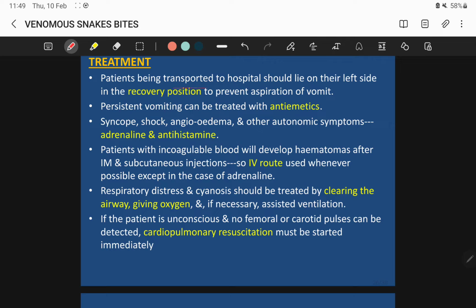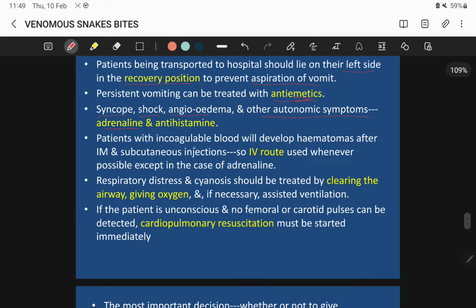Okay, so the patient is being transported to the hospital and should lie on their left side, in the recovery position, to prevent aspiration of vomitus. Persistent vomiting can be treated with antiemetics. Syncope, shock, angioedema and other autonomic responses can be treated with adrenaline and antihistamine. A patient with incoagulable blood will develop hematomas after intramuscular and subcutaneous injections, right? So the IV route should be used whenever possible, except in the case of adrenaline, which is given IM.